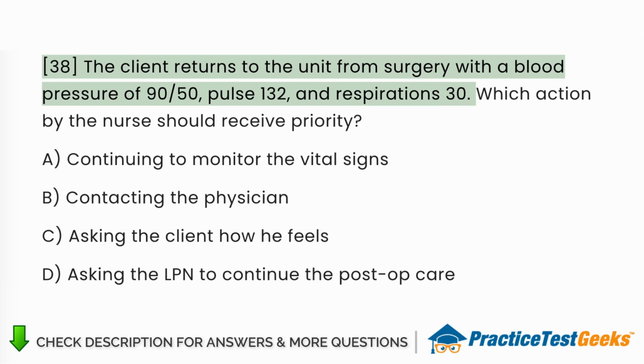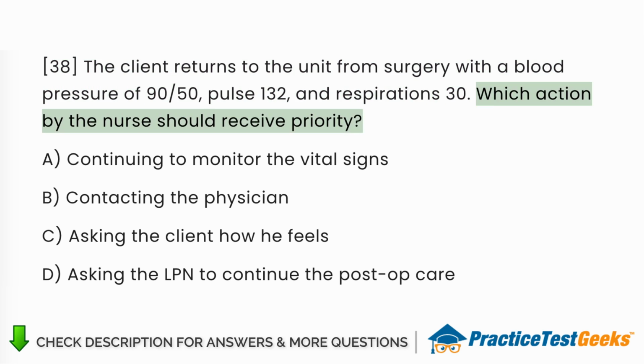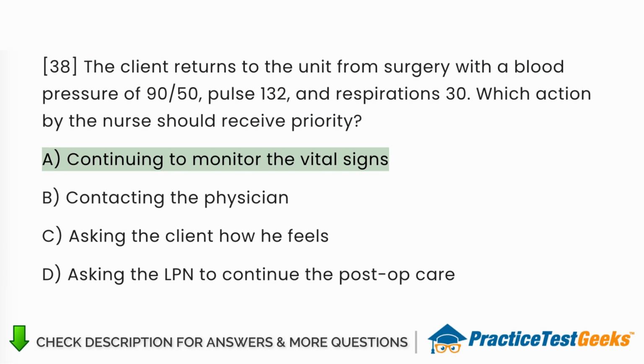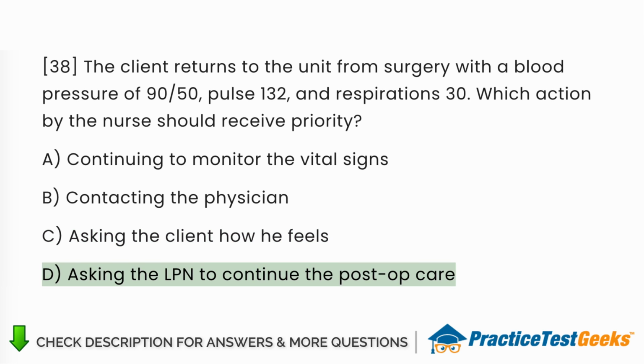The client returns to the unit from surgery with a blood pressure of 90/50, pulse 132, and respirations 30. Which action by the nurse should receive priority? A. Continuing to monitor the vital signs. B. Contacting the physician. C. Asking the client how he feels. D. Asking the LPN to continue the post-op care.